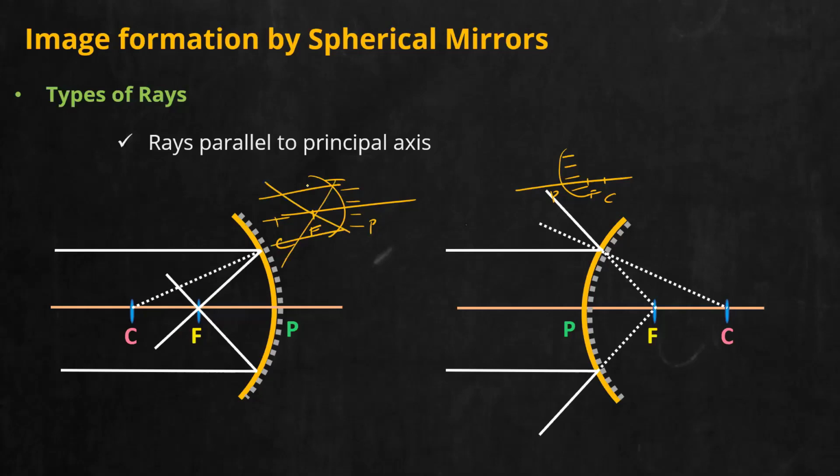For a convex mirror, it will diverge with respect to the focus. And any ray you draw behind the mirror should be in dotted line.